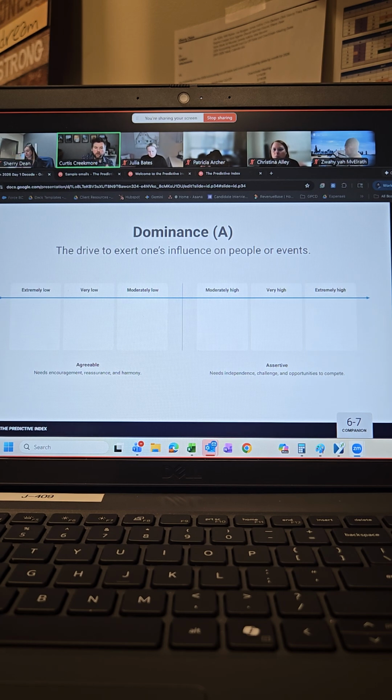each of these pieces. So now that we have a better understanding of dominance as the drive to exert influence on people or events, let's see how that actually shows up at work. For someone who is driven by their dominance, so they are on the higher side, their A is to the right of the midpoint. If they are in the moderate section, so between 0 and 1 on the higher side, they would be likely to be moderately assertive. So you might use words like independent, determined, autonomous. They're going to do their work on their own.